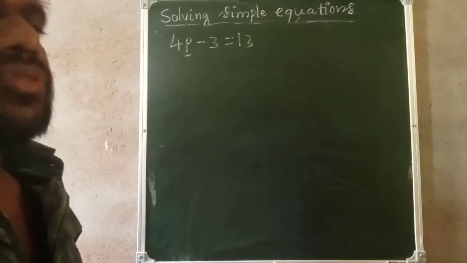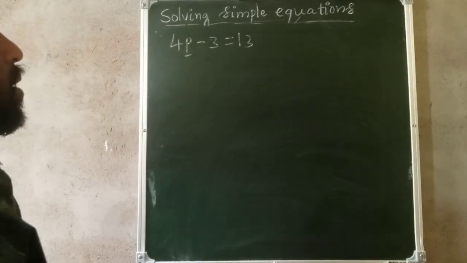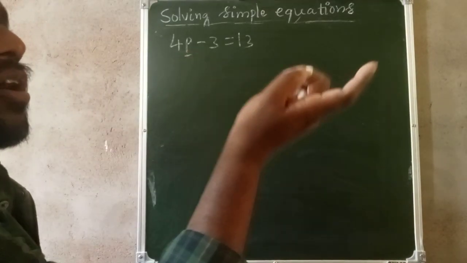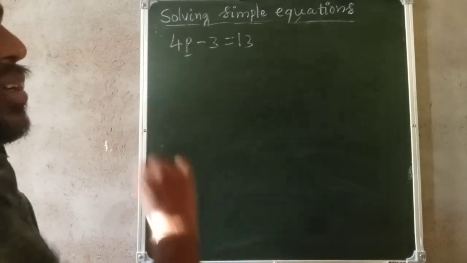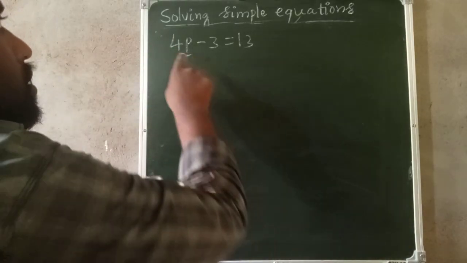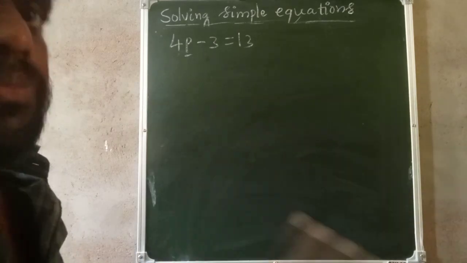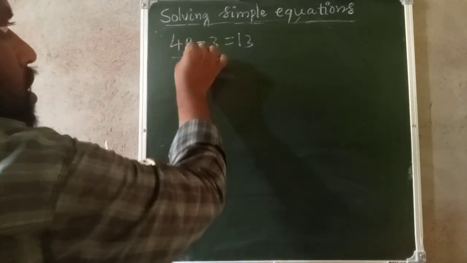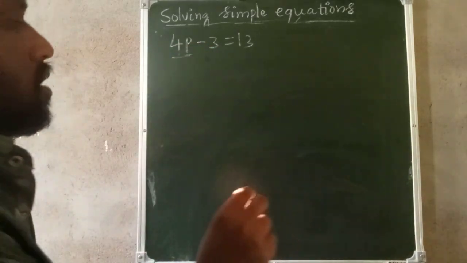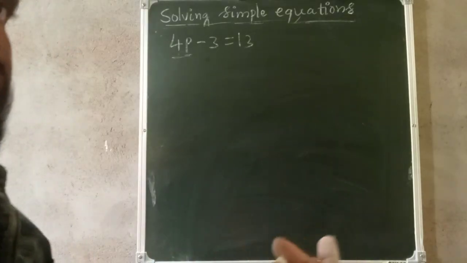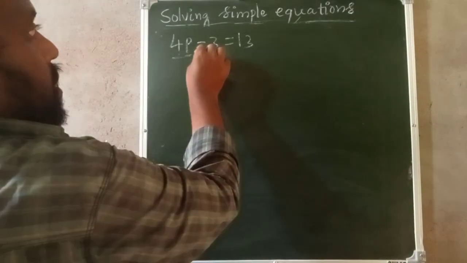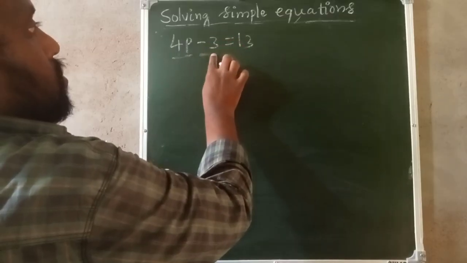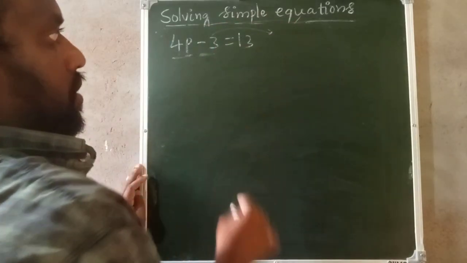The first step is, p, and along with p, whatever is there, that is 4, so along with the 4, we have to keep there only. We have to keep it on one side. So the remaining, whatever is there, we have to move to the other side. So the remaining is minus 3. We have to move this minus 3 to the other side.